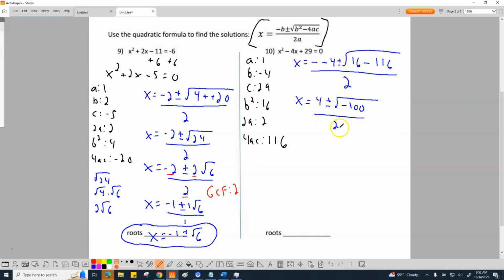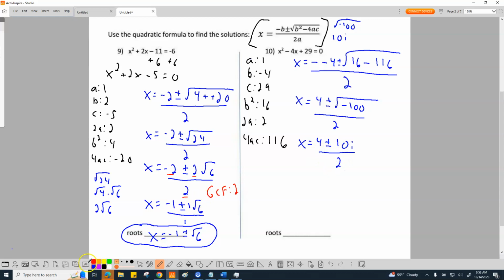Now here's the fun part. This is where I kind of like this. So to break down our radical up here, our negative 100 needs to be broken down like this. Number one, I know that the square root of 100 is 10. And then I know that the negative is going to turn into an i. So that simplifies down to 10i, and you end up with x equals 4 plus or minus 10i over 2.